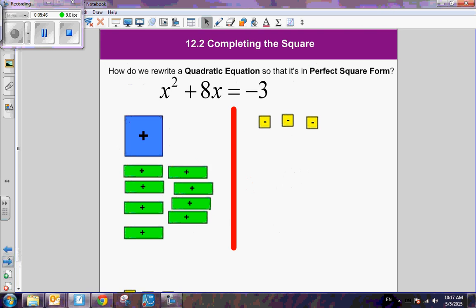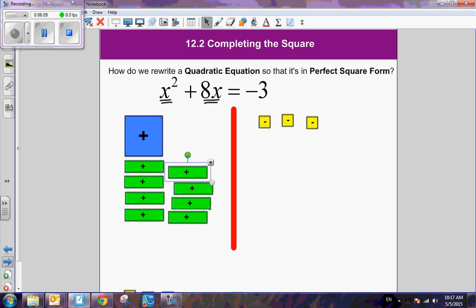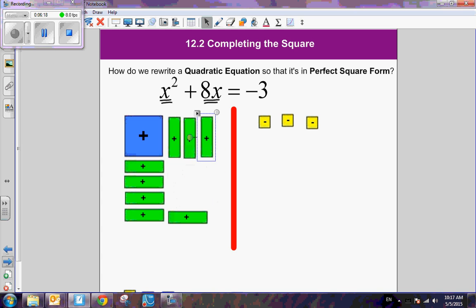Let's try another example and see if you're getting the hang of it. Again, we now have an equation where it's 1x squared plus 8x is equal to a constant. So my job is to create a perfect square. What must I add to both sides of the equation to make a perfect square? Well, we know that a square, again, has equal dimensions. So since I have 8 x's, I'd want to put 4 on one side and 4 on the other side. So what I'm doing is I'm taking the 8 and dividing it by 2 because a square has 2 dimensions.